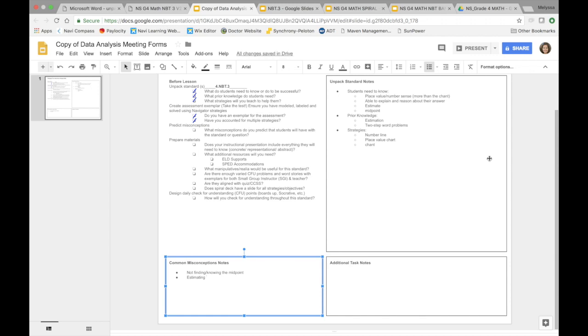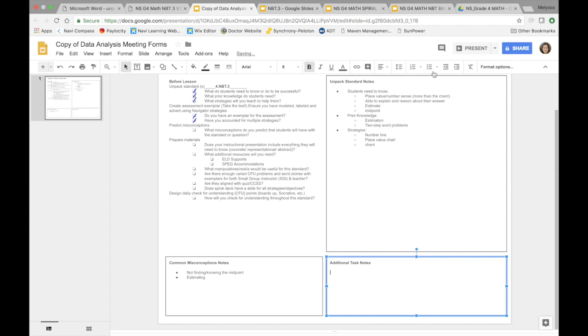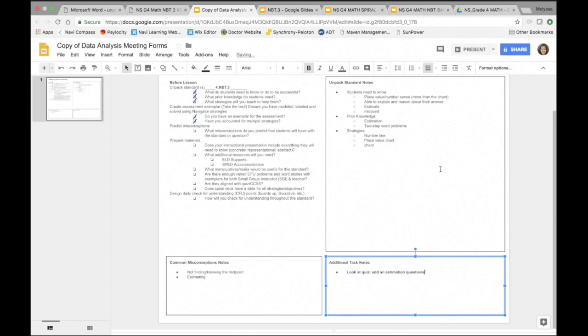Even though looking at the quiz, I didn't find an estimating question, which is something I'm going to put in the additional task notes, that's something I'm going to want to look at in the future. So I'm just going to put, look at quiz, add in estimation question. Because I found that there were no questions on the quiz with multiple steps about estimation. There was just rounding for one number. But looking at the unpacking document, that was a pretty big strategy shown.